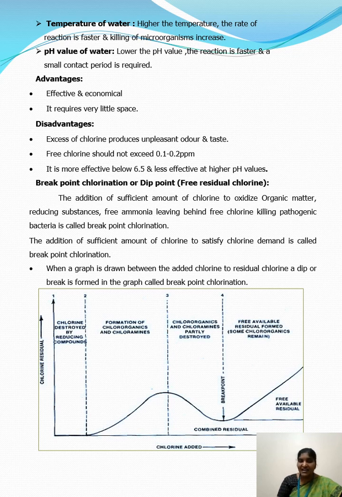The second factor involved in adding chlorine to water is the temperature of water. The higher the temperature, the greater the rate, and the killing of microorganisms also takes place at a very fast level. When we talk about the pH value of water, the lower the pH, the faster the reaction, and a small contact period is required. Of course, adding chlorine to water is very advantageous because it is very effective and very economical. You require very little space to do this operation.